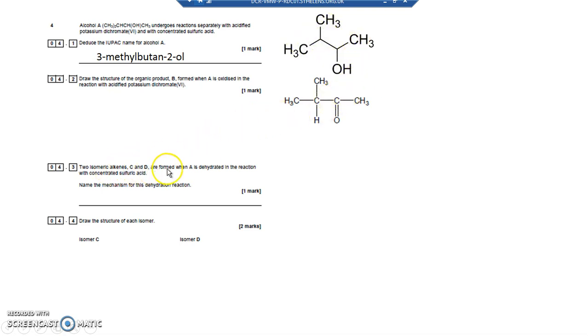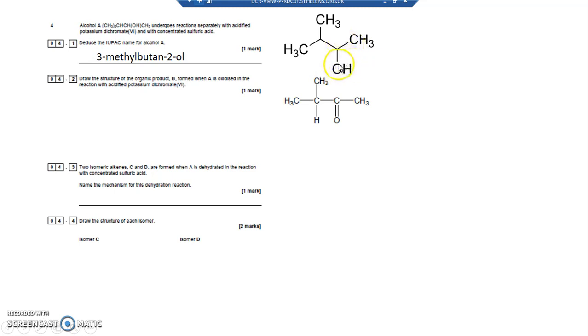Two isomeric alkenes are formed when A is dehydrated. So dehydrated is removal of water. So what it does is it removes the OH from one carbon, from this carbon here, and it removes an H from the adjacent carbon. So it's going to remove the OH from this carbon, and the adjacent carbon here is going to lose an H. So that's going to become CH2, and this is going to lose an OH, and there'll be a double bond between these two here.